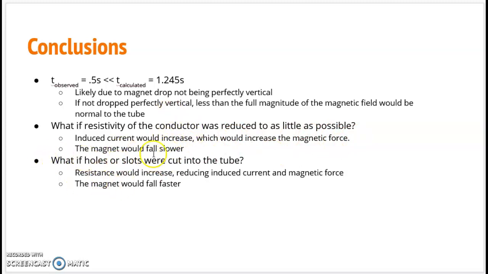And conversely, if there are holes or slots cut into the tube, the resistance would increase, and so the opposite would happen. The induced current and magnetic force would decrease, and the magnet would fall faster because the induced current and magnetic force resisting its fall is smaller, and so the magnet would fall faster.